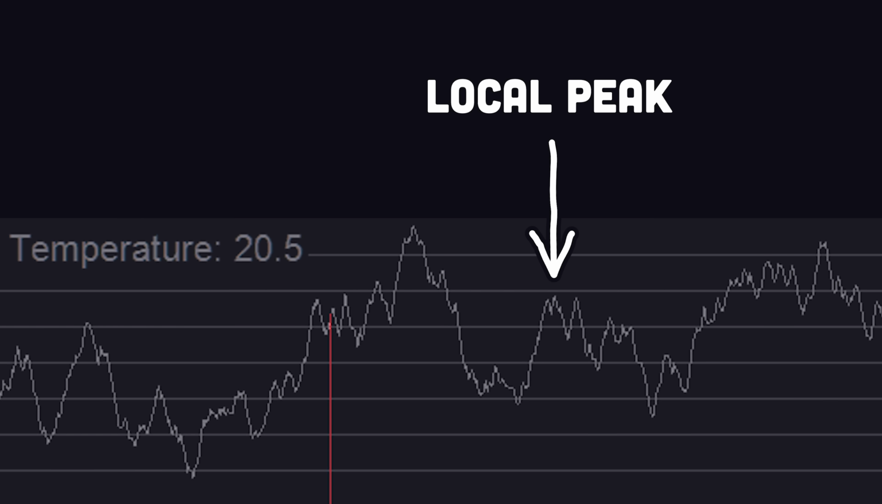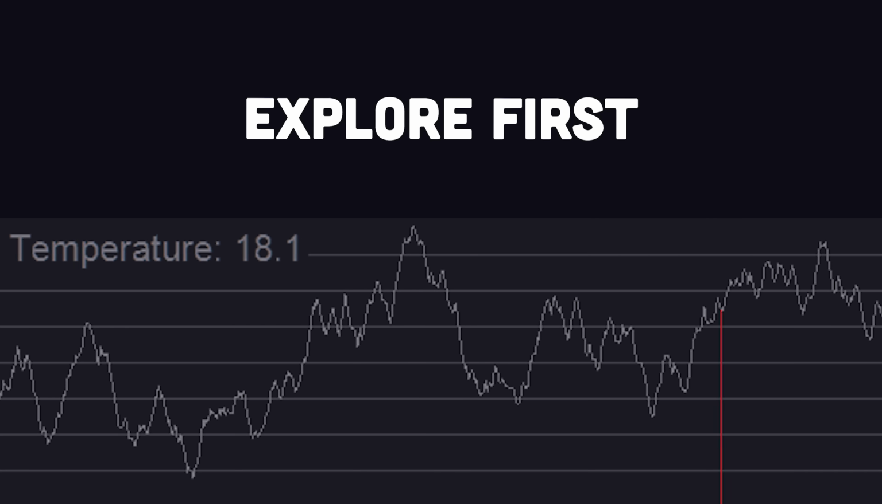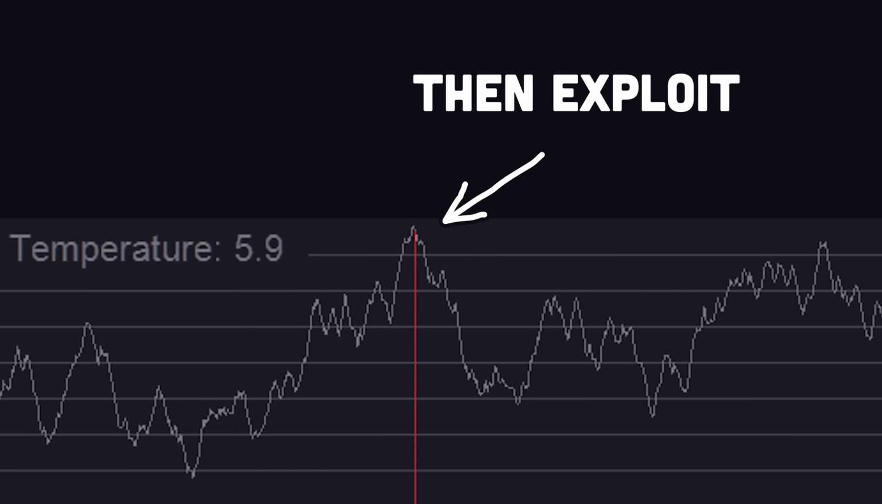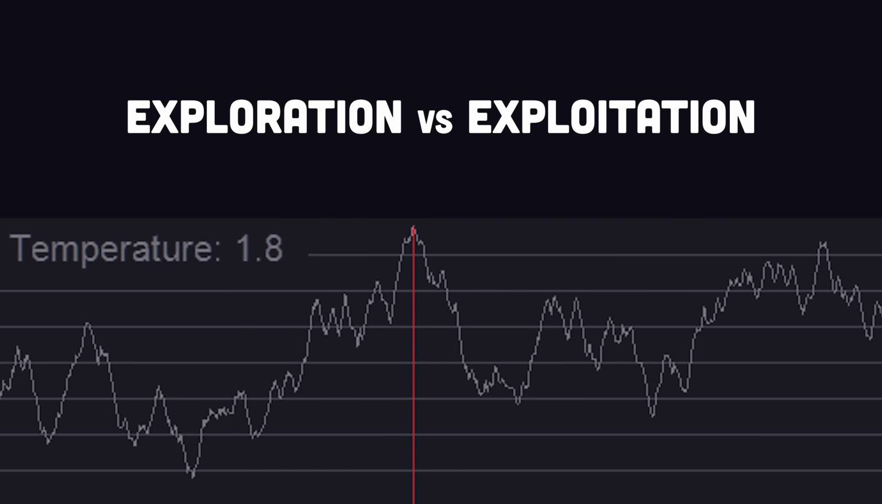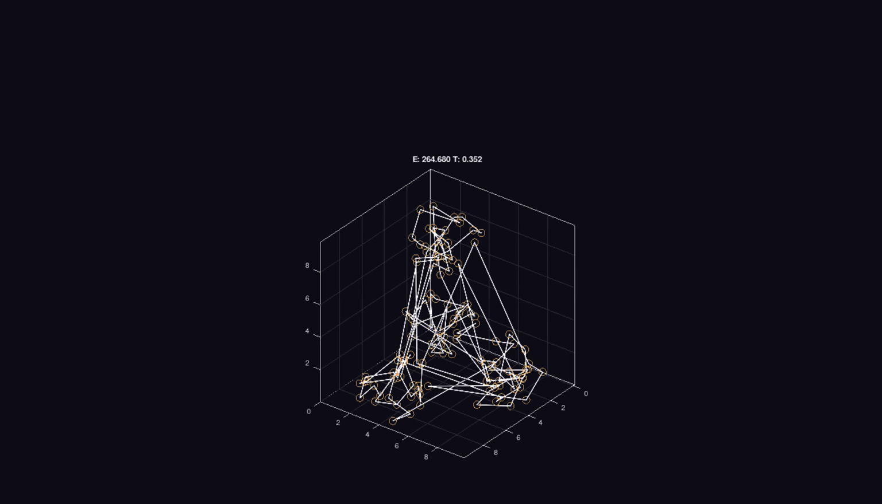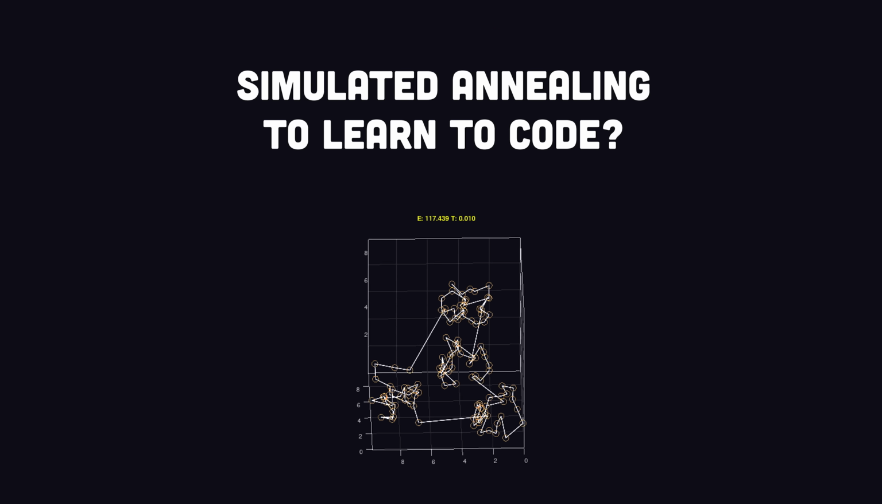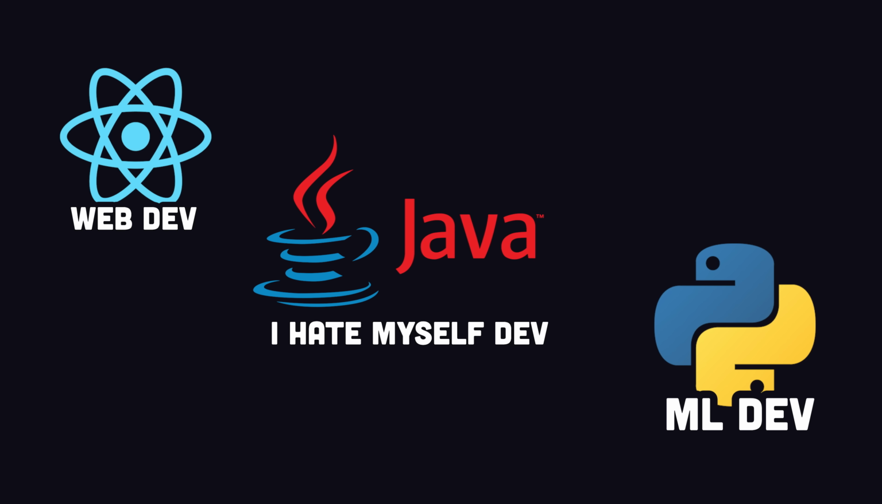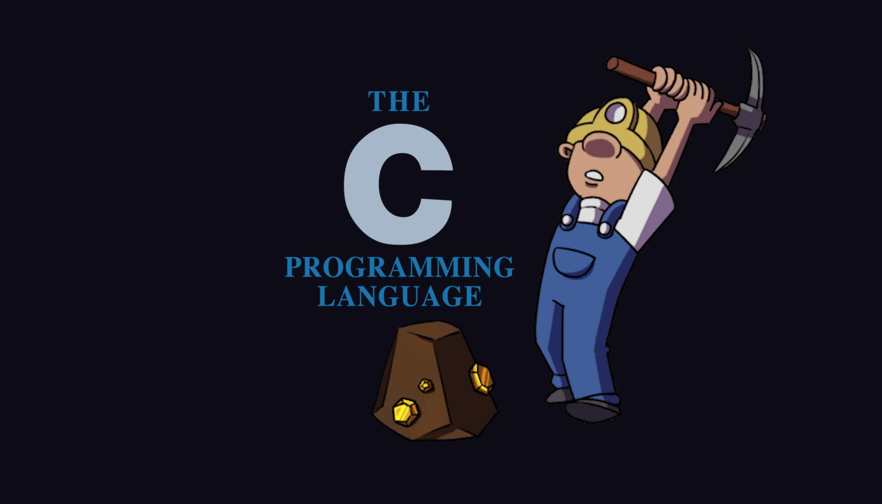Initially, the temperature starts high, allowing the algorithm to explore freely. As time goes on, though, the temperature is lowered, which decreases the probability of accepting a worse solution. The trade-off here is exploration versus exploitation. But the reason I included this algorithm is because it's also a good way for beginners to learn how to code. Initially, you start out exploring all kinds of different technologies and frameworks, then eventually you find one specific area to exploit and specialize in.